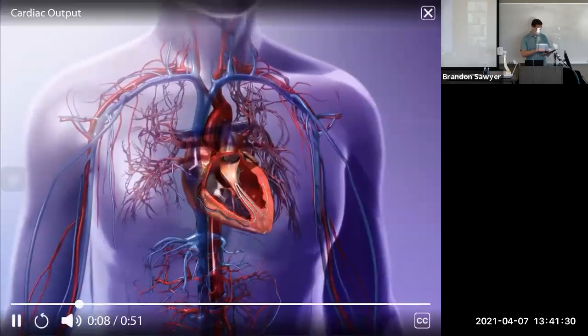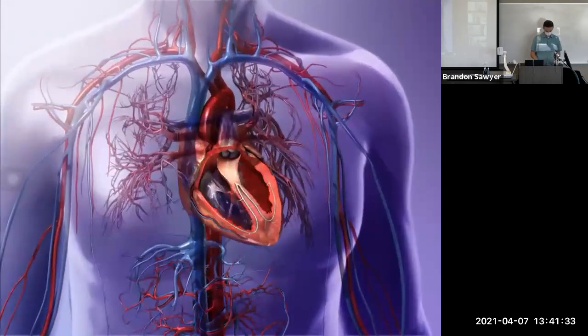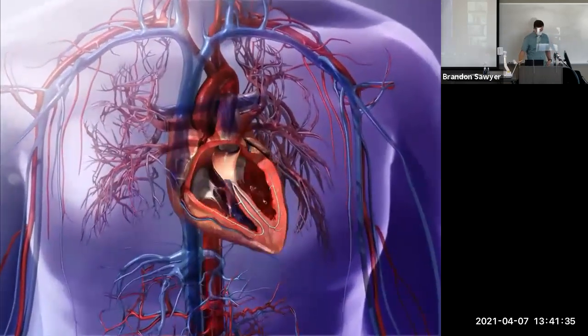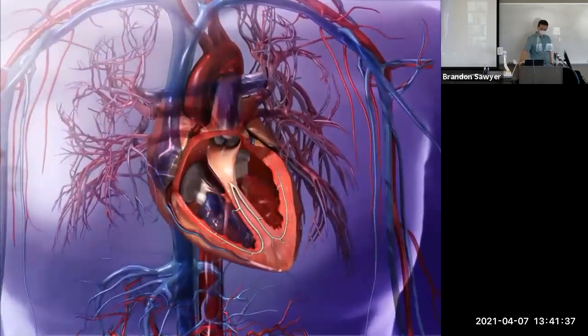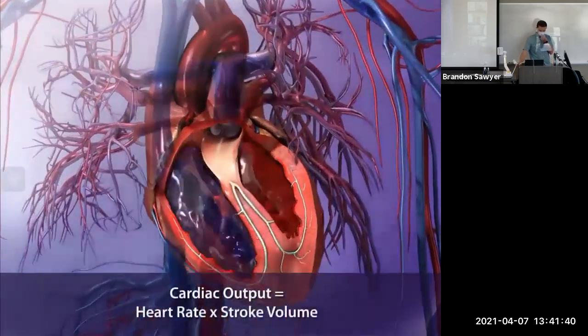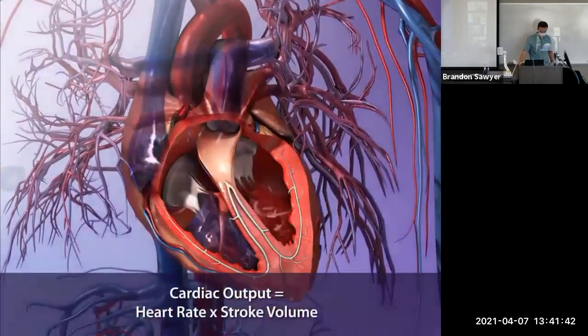Cardiac output is the volume of blood that each ventricle ejects every minute. To find the cardiac output volume, multiply the number of heartbeats in 1 minute by the stroke volume.